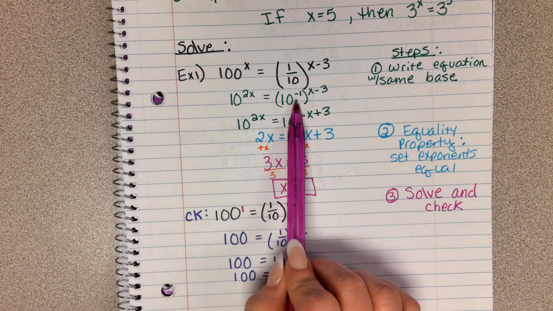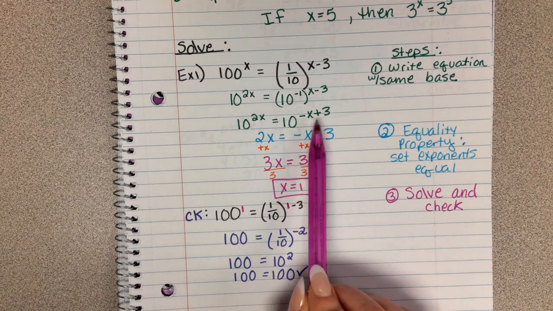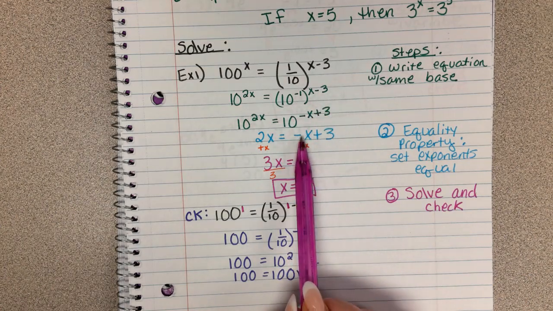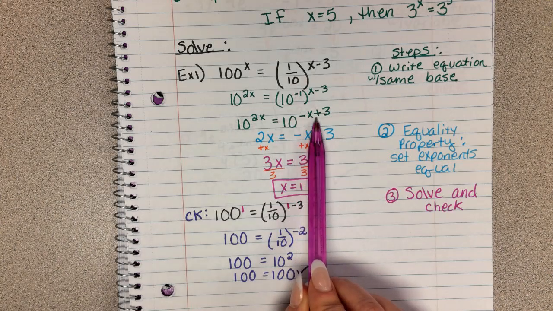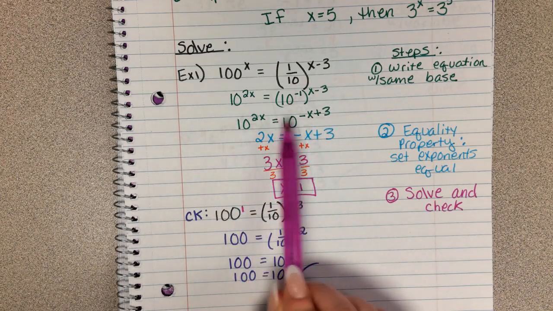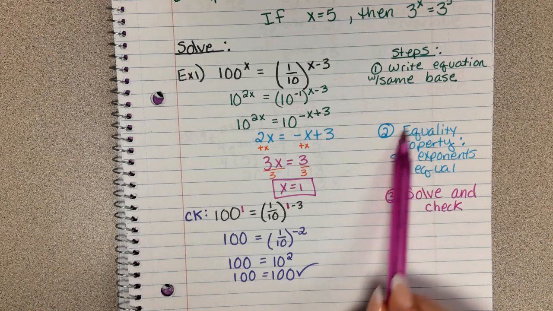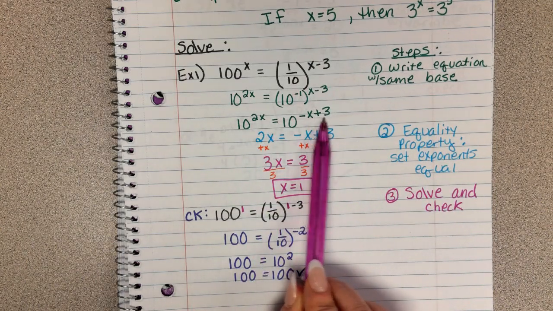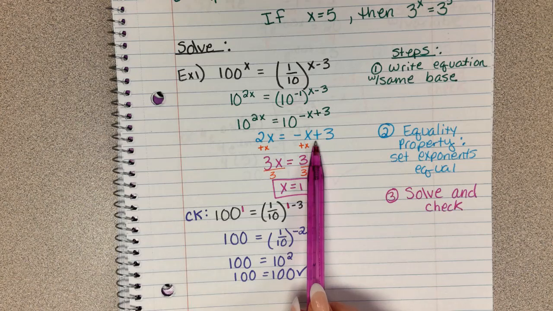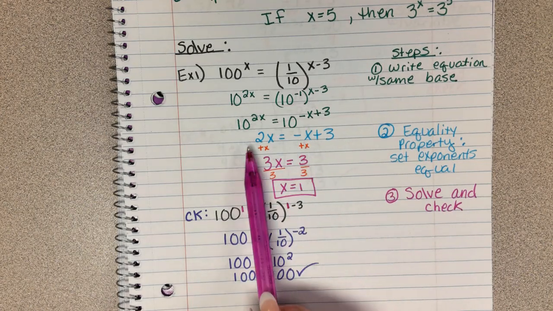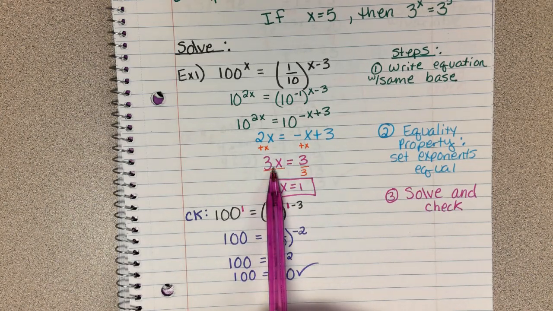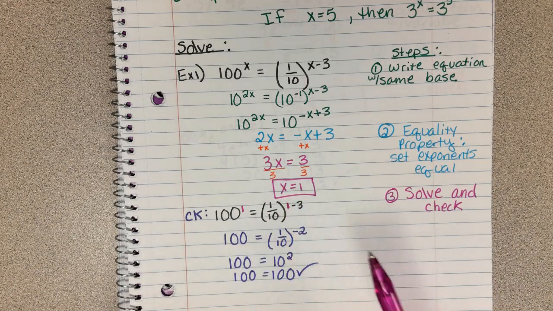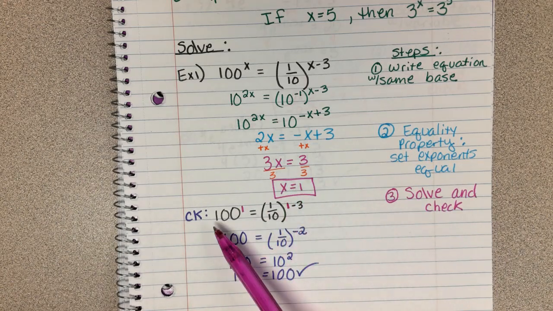Now we know with the power to a power property of exponents that what I can do is distribute this negative 1 with multiplication. So that's the same thing as 10 to the negative x plus 3. Now that I have the same base, I can set the exponents equal to each other. That means that 2x must be equal to negative x plus 3. From here I would solve, so I'd add x to both sides, get 3x equals 3, divide both sides by 3, and find that x is 1. It's really important that you check these. There are a lot of extraneous solutions.